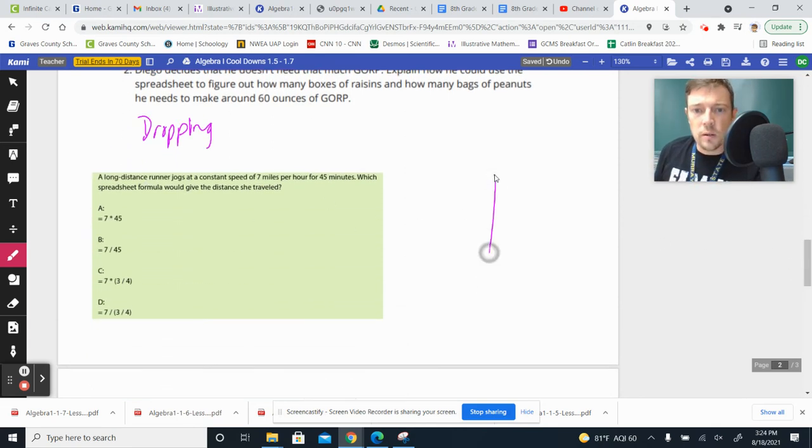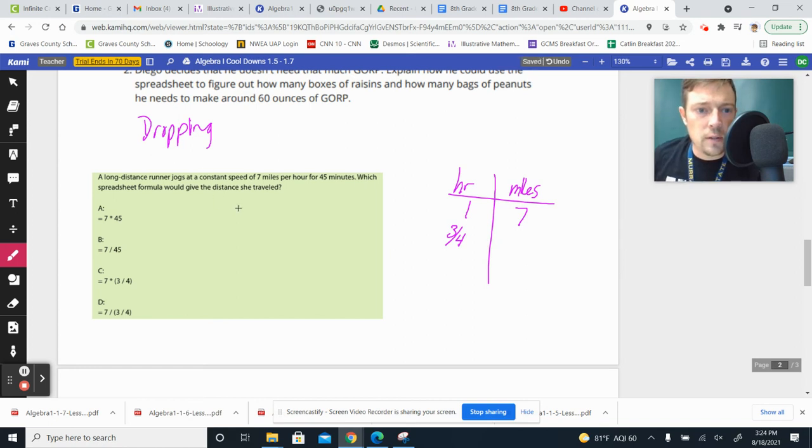We've got a long distance runner. I'm going to make a table for it just to give you an idea. And they're running a distance in time. Okay, we'll have hours here and miles over here. And it says 7 miles per hour. So 7 miles an hour is their speed. And it wants to know at a constant speed of 7 miles an hour for 45 minutes. So we're going to change this to 3/4 of an hour because that is 45 minutes.